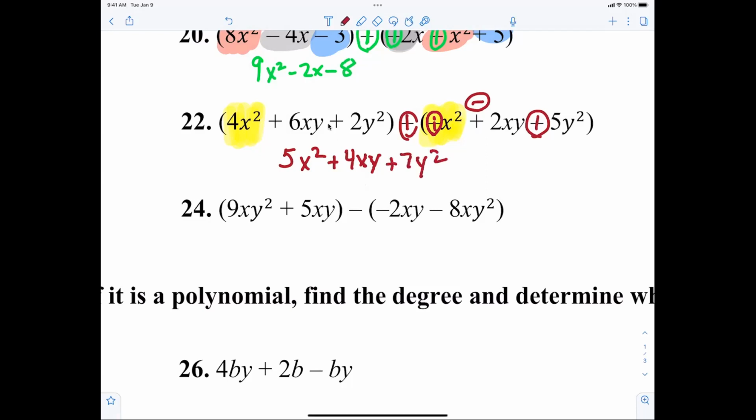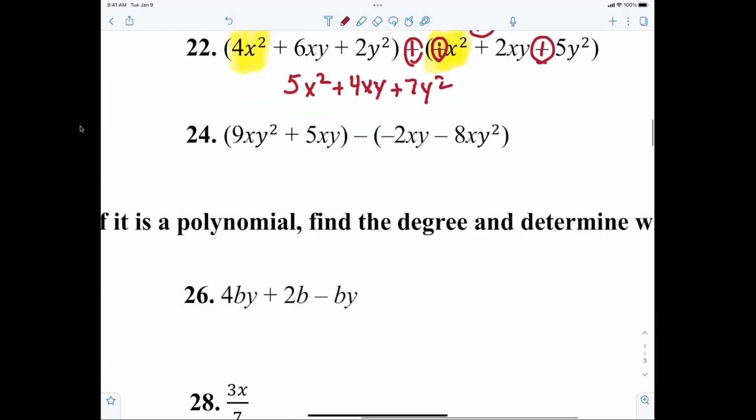Perfect. Okay, now what I'm going to do is pause for about a minute. Now I'm starting with 9x squared y squared. I can only add x y squareds. So altogether that would be 17xy squared.